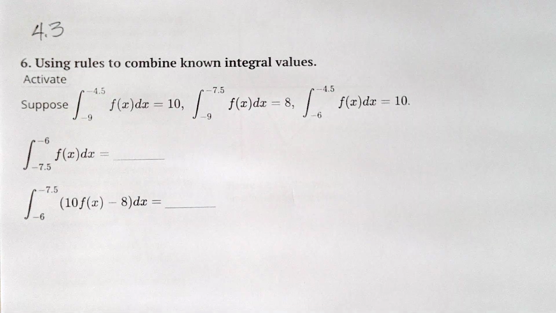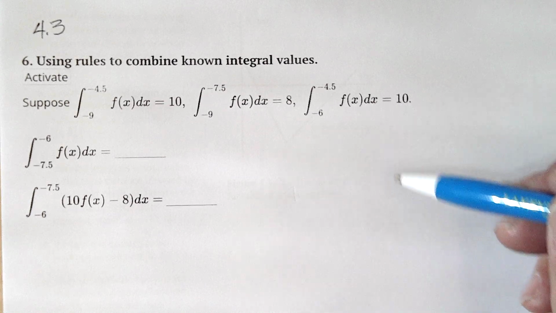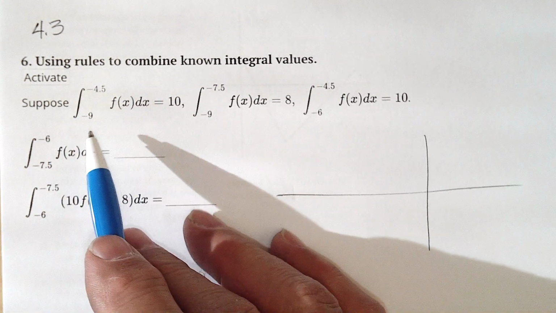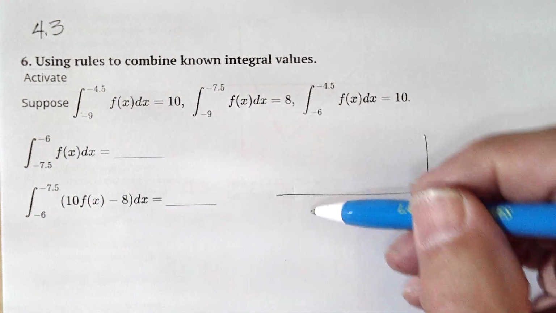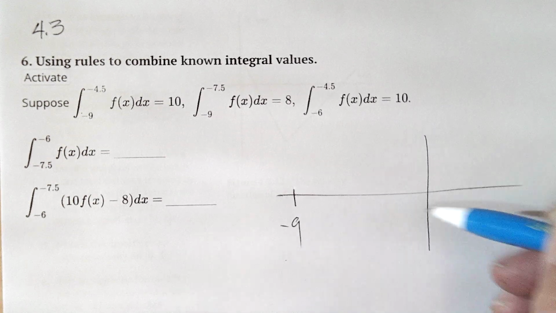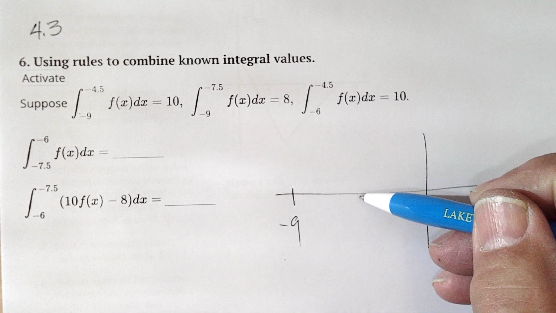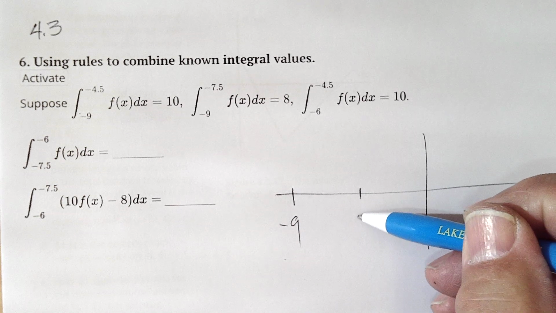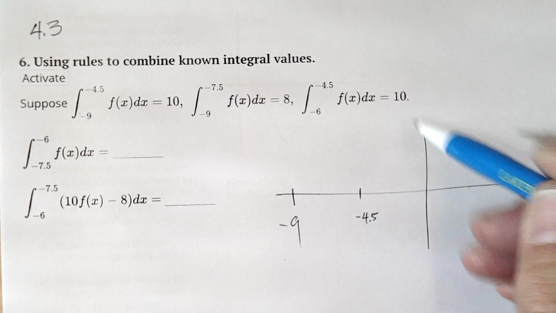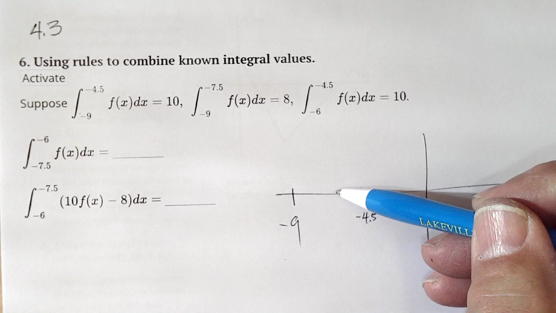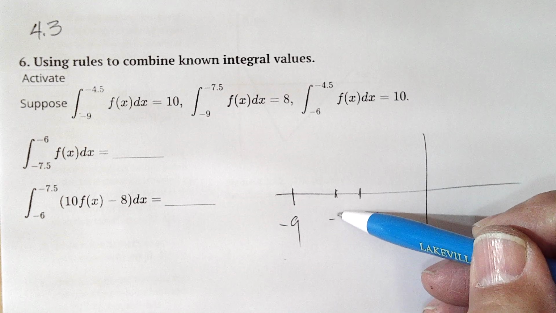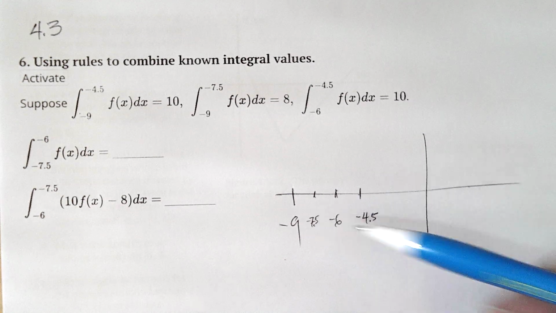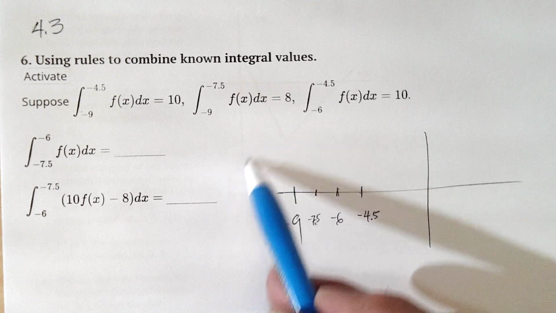4.3, problem number 6. Okay, so we're thinking about a graph. We're not actually seeing any graph, but it's talking about area between -9 and -4.5, which is in the middle. And if you go 1.5 further this way, you get to -6. At 1.5 further, you get to -7.5.